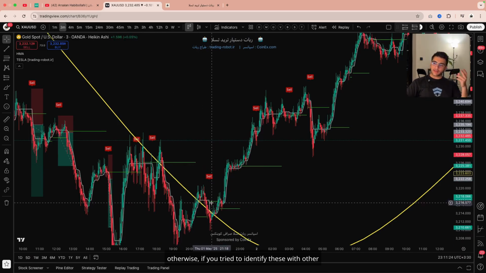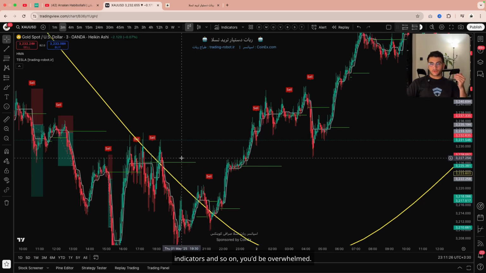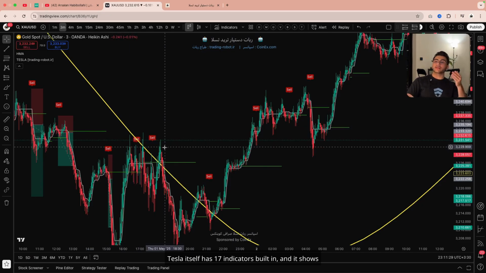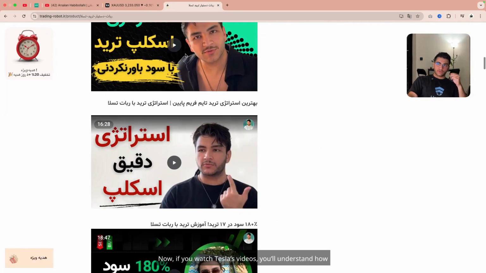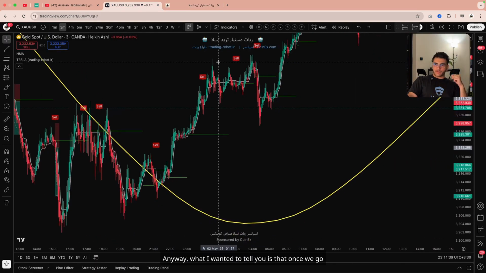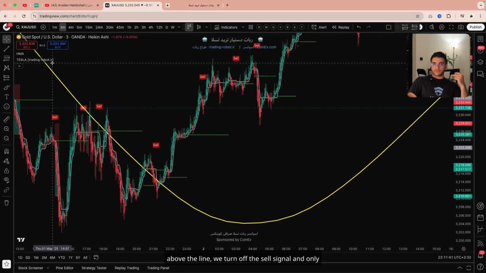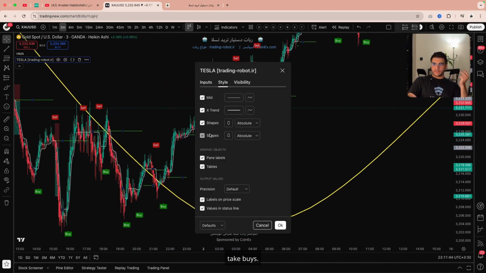Otherwise, if you tried to identify these with other indicators and so on, you'd be overwhelmed. Tesla itself has 17 indicators built in, and it shows you the result as buy and sell. Now, if you watch Tesla's videos, you'll understand how it works. Anyway, what I wanted to tell you is that once we go above the line, we turn off the sell signal and only take buys.